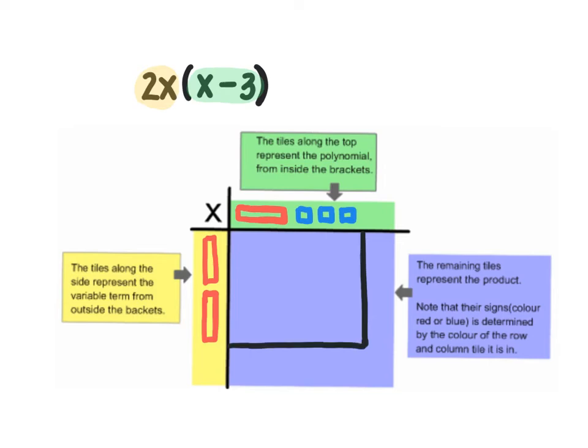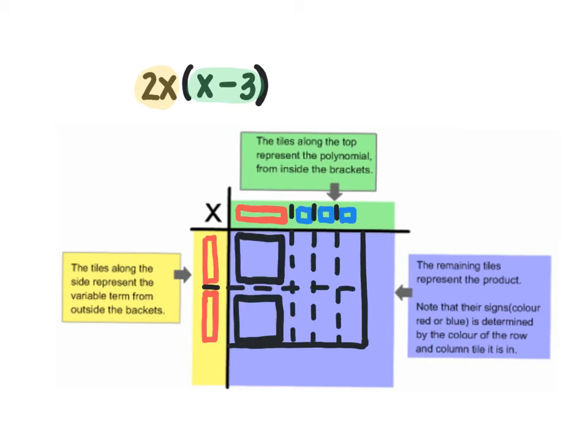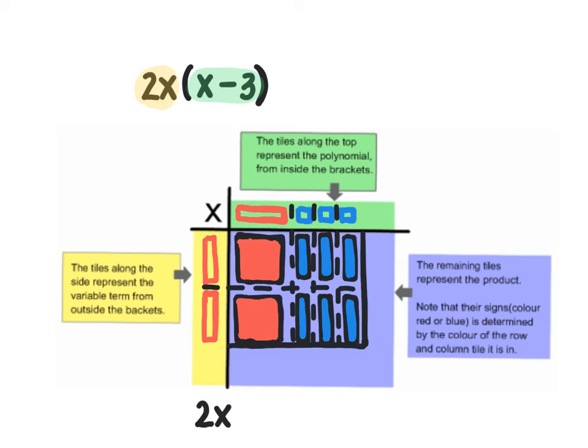We'll find the details of our area model by drawing some lines between each of the tiles along our length and our widths. Our area will be made up of 2 x squared tiles and 6 rectangles, or x tiles. Again, we will determine the sign or color of each tile by using our multiplication rules for integers. When positives are multiplied by positives, we get positive products. And when positives are multiplied by negatives, we will get negative products. We can see from our area model that 2x multiplied by x minus 3 is 2x squared minus 6x.